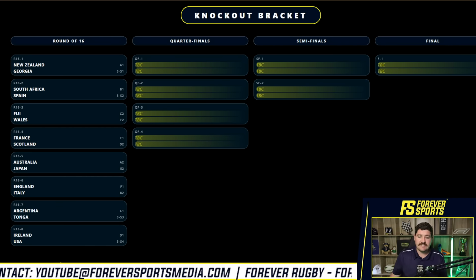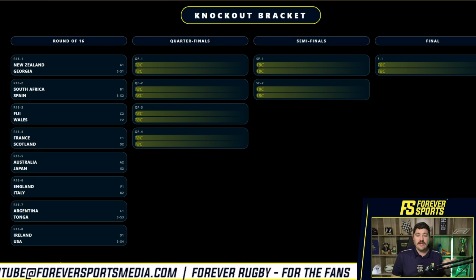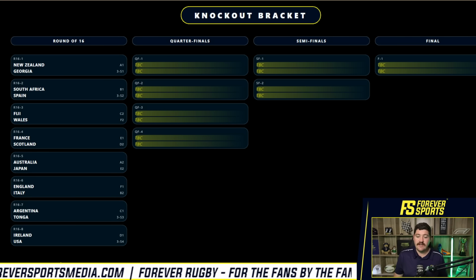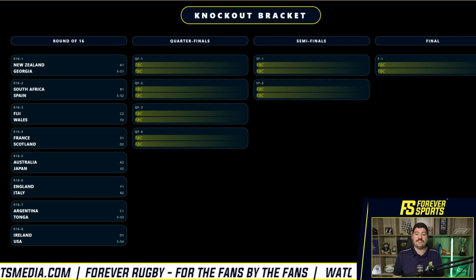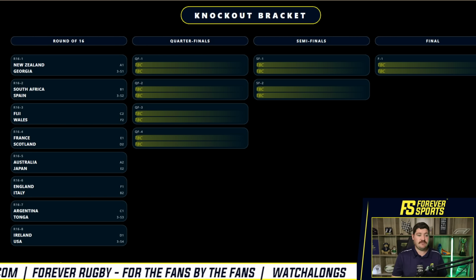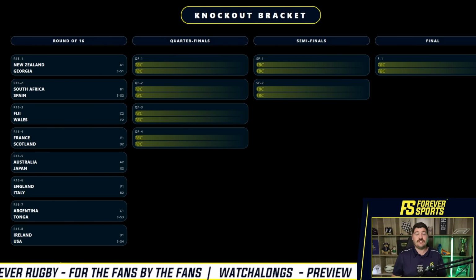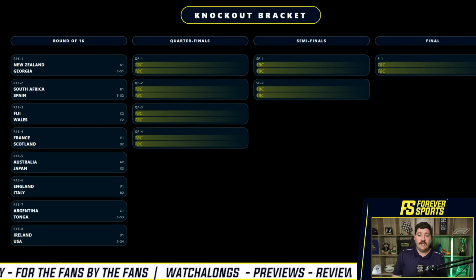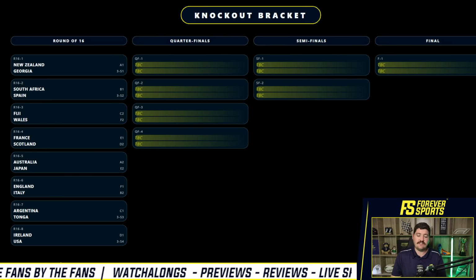If you look at the round of 16, for example, your big matches are Fiji, Wales, France, Scotland, and Australia, Japan, probably potentially one. But in general, there are also some pretty one-sided affairs. New Zealand versus Georgia in a round of 16 game could be a big score. South Africa versus Spain could also be a big score. Your Argentina versus Tonga could be a very big score. Your Ireland versus USA should be a very big score. So that is how the round of 16 works based on the standings that we've got.